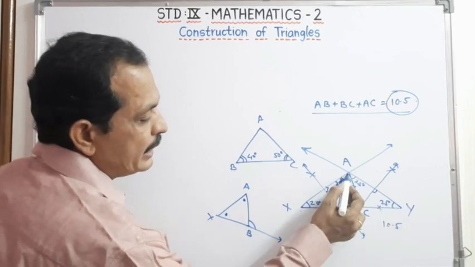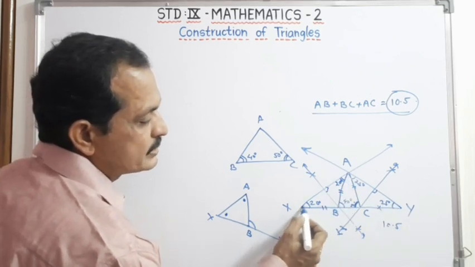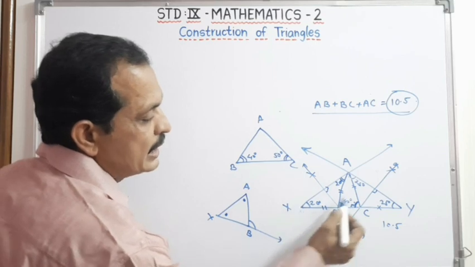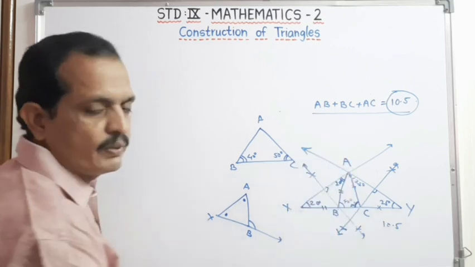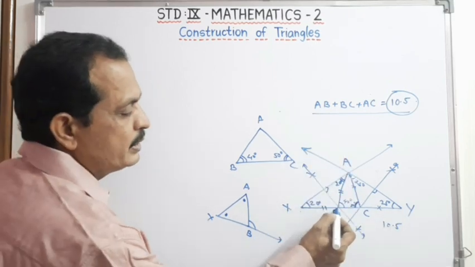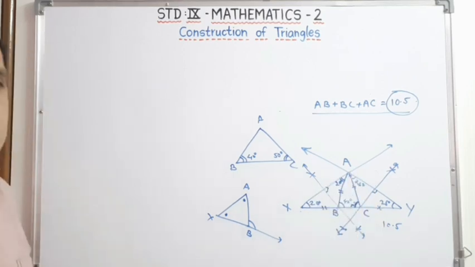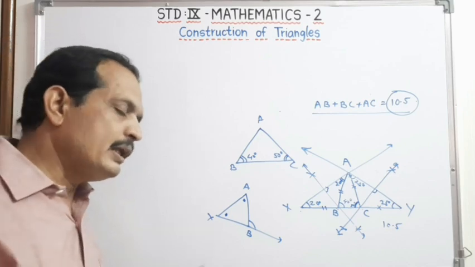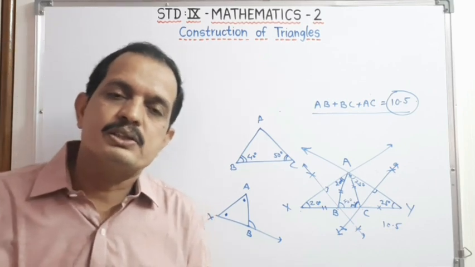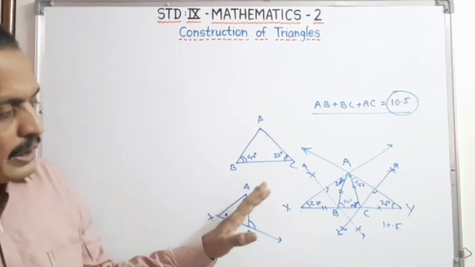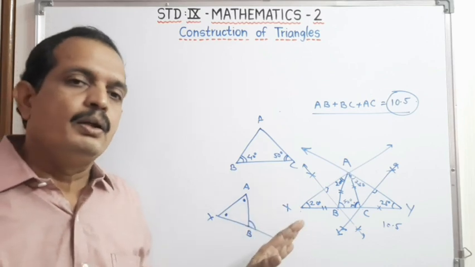One more thing, AX is equal to BX, AB is equal to BX and AC is equal to CY. Therefore, AX plus BC plus CY is equal to 10.5. Now dear student, this is the analysis part. Now while construction, I will explain this again.